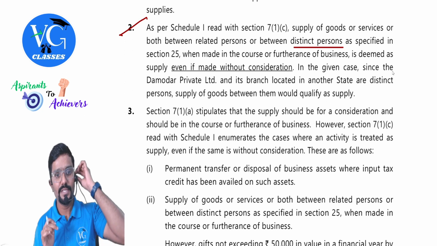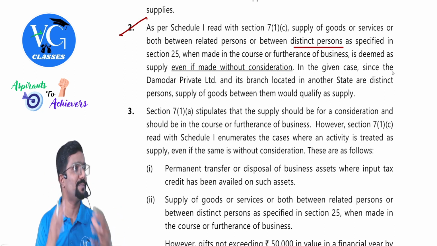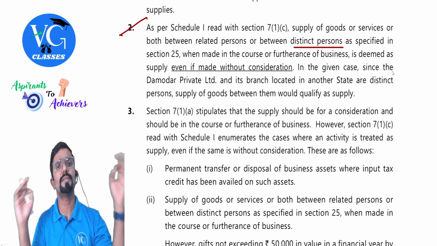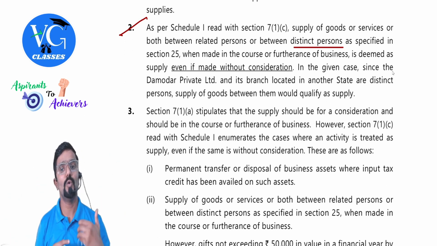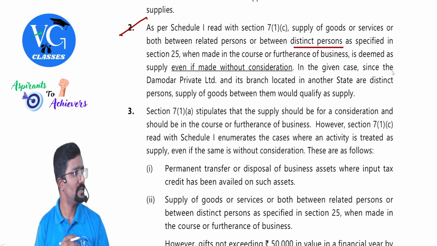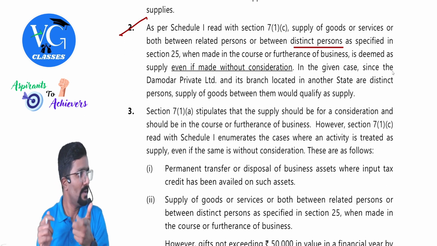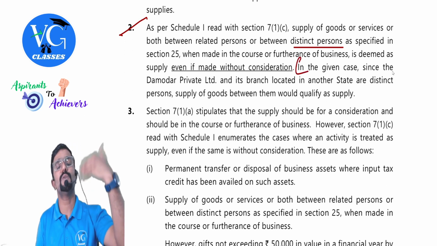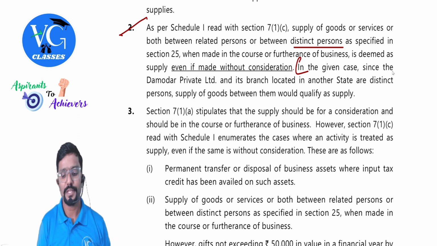In the given case, since Damodar Private Limited and its branch located in another state are distinct persons, because they would have definitely taken separate registration in each state, supply of goods between them would qualify as supply. You can also tell in one or two lines who is a distinct person. Better, before answering this, you can also tell who is a distinct person. Clear? Yes. Next, third one.